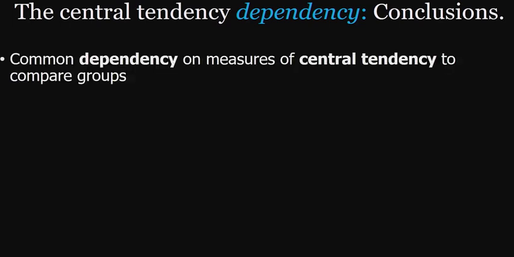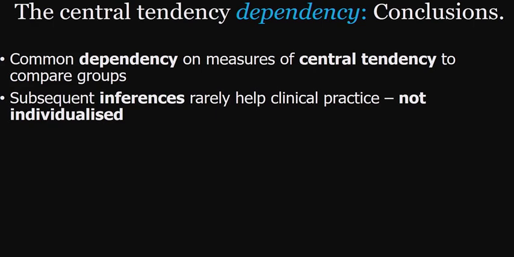So those are some applications of brain predicted age. I'll just sum up now. My observation is that there's a common dependency on measures of central tendency in neuroimaging applications of brain diseases, but also in other areas of biomedicine, to compare groups and then make inferences based on those group comparisons. But the problem is that those inferences are rarely helpful in clinical practice, because they're not individualized. And obviously, when someone turns up in a clinic, you want to know what to do in that individual circumstance.